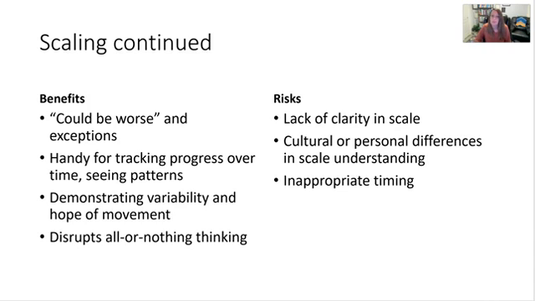And then some of the risks here, again, there can be some lack of clarity in what the scale is really measuring. There could be cultural or personal differences. A 5 to me might be a lot different than what a 5 looks like to you in terms of, say, depression. You also want to be aware of inappropriate timing. For example, you wouldn't want to interrupt someone mid-meltdown because that can seem really insensitive, right? If someone's bawling and just having a really hard time, you need to ground them, center them, listen, right?